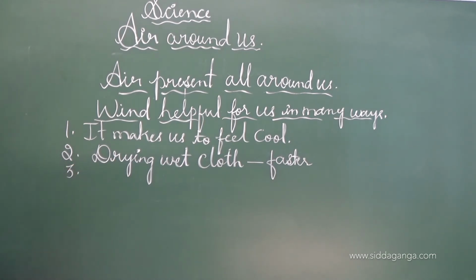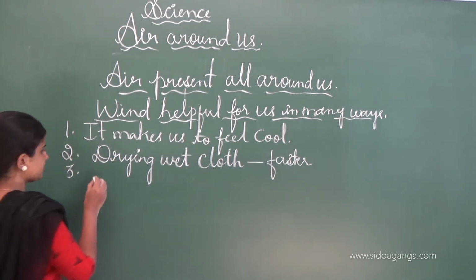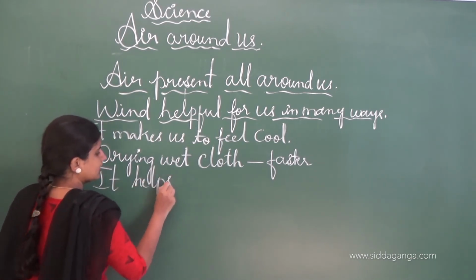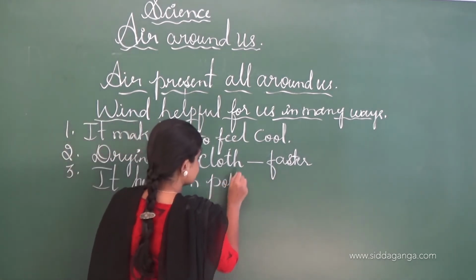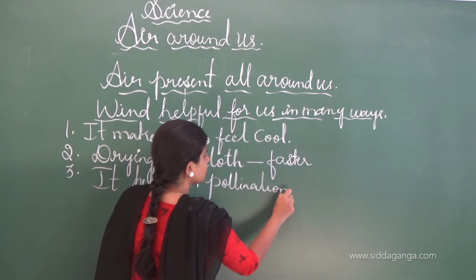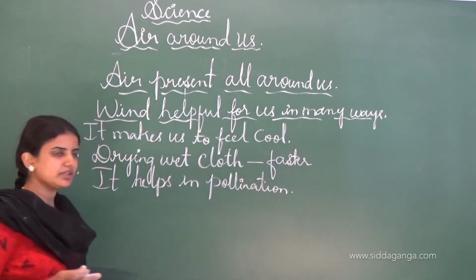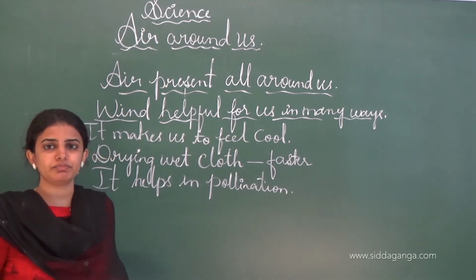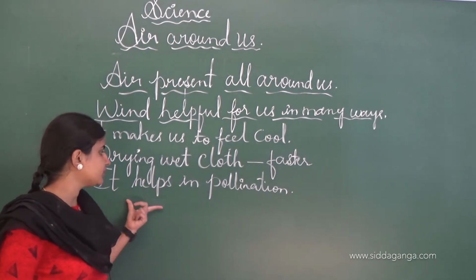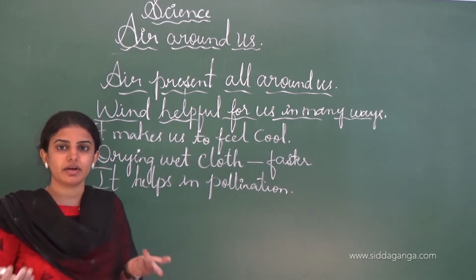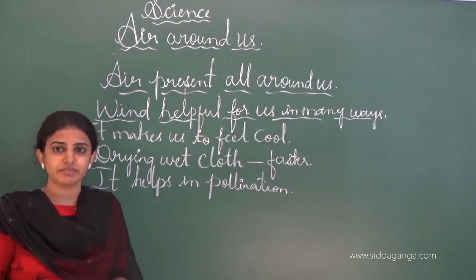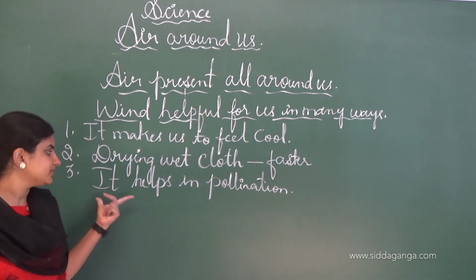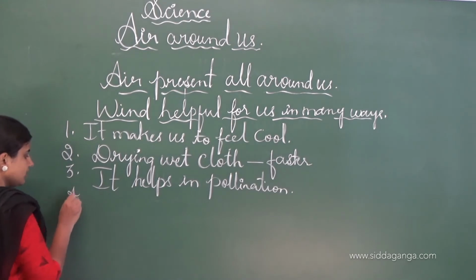And the next one is that it helps in pollination. As we all know, pollination is nothing but the transfer of pollen grains from the anther to the stigma. Thereby the seeds are transferred from one place to another, and wind can do this. Many agents are there, like birds, insects, even human beings, and air is among these agents. It helps in pollination.